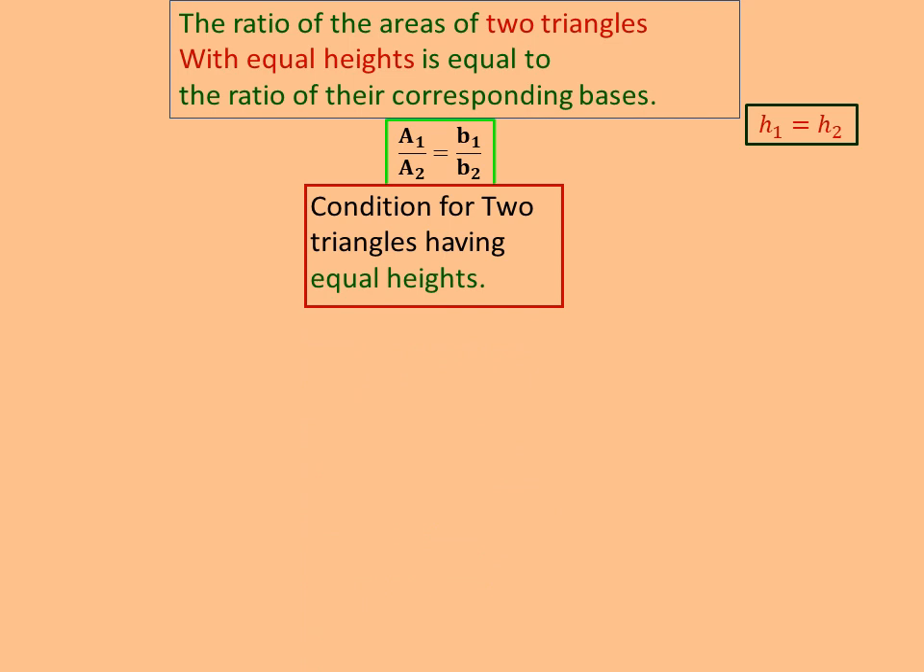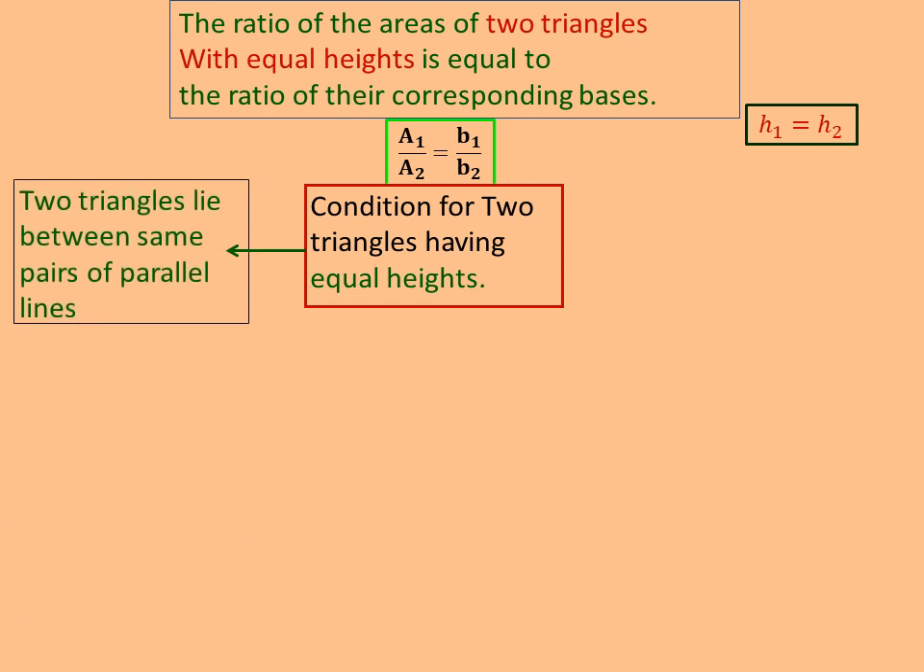The condition of two triangles having equal heights will be, first one here: the two triangles lie between the same pair of parallel lines. That means the two different triangles are lying in the same pair of parallel lines. Let us see here. Line AP is parallel to line BR, and triangle ABC and triangle PQR lie between the parallel lines AP and BR.